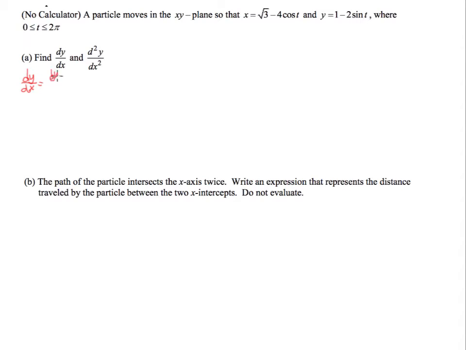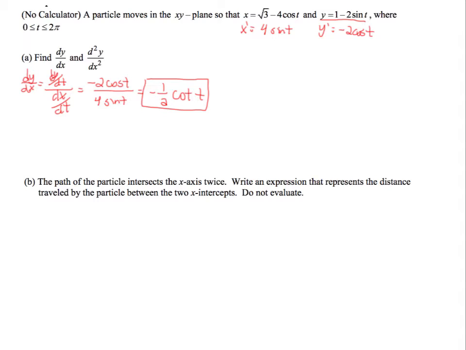So in part A, we're asked to find the derivative of y with respect to x. So remember, we just have to differentiate our y with respect to time. In this case, we get negative 2 cosine of t, and then differentiate the x with respect to time, and we get 4 sine of t. And then we just take our derivative of y divided by our derivative of x and simplify down. Now, it's very useful to always simplify, especially these trigonometric functions when you have quotients here, because I'm going to have to find the second derivative in a moment, and it's easier if I can differentiate this expression than having to use the quotient rule in our work.